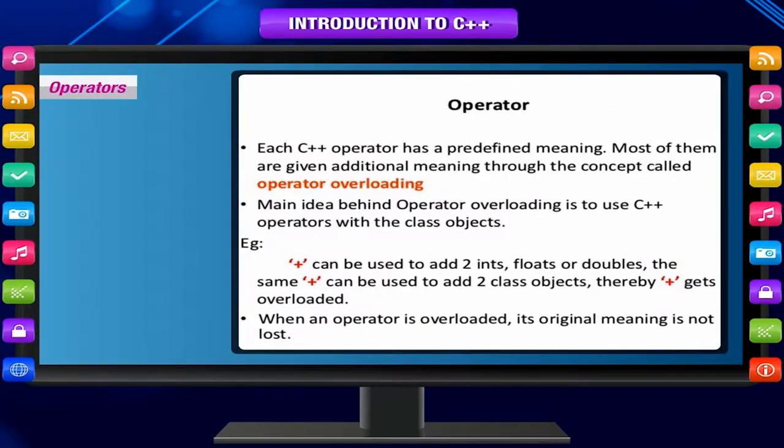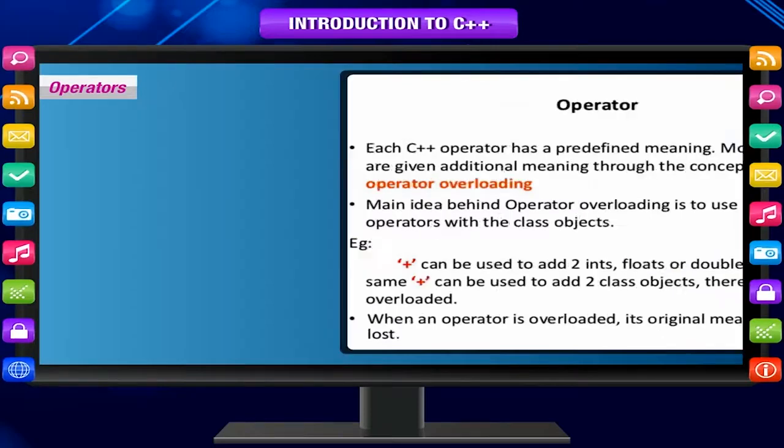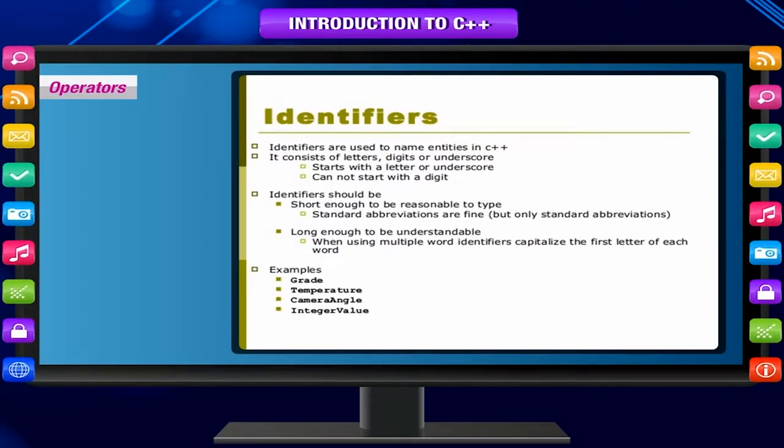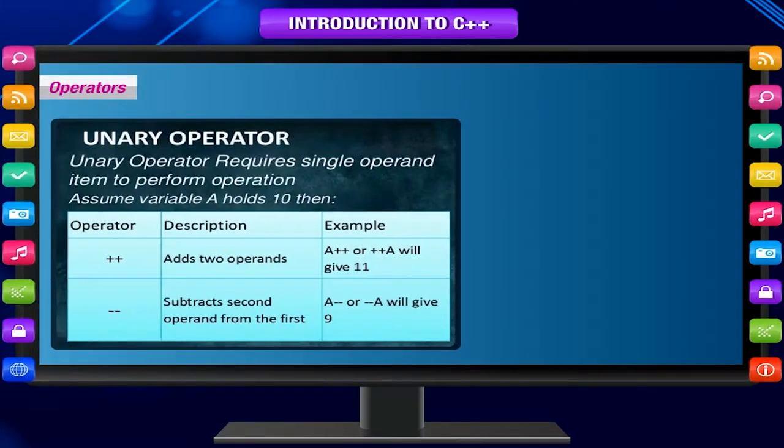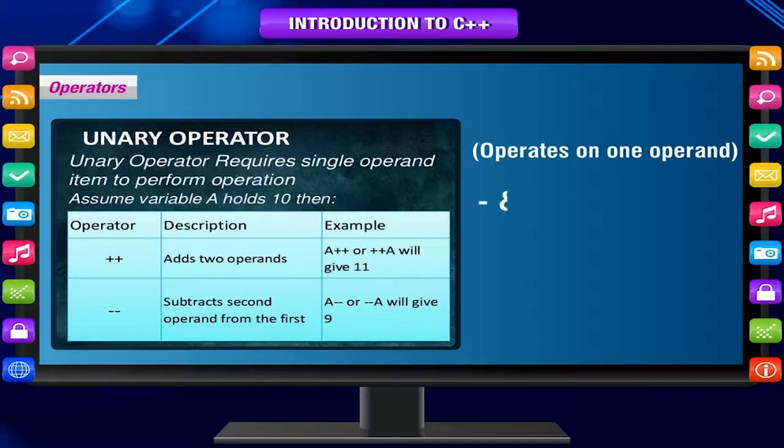Operators. Operators are tokens that trigger some computation when applied to identifiers. Operators are of the following types. Unary operators: operators on one operand. Examples are minus, ampersand, asterisk, plus, minus, plus plus, minus minus, exclamation mark.